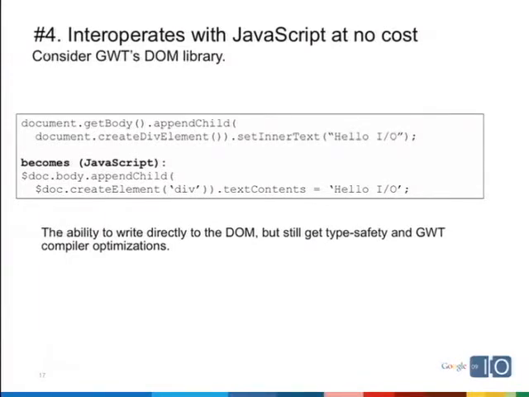So in GWT 1.5, we created a DOM library that allows you to basically write what you would write in JavaScript, except it's all type safe. And of course, given the fact that you have types and the GWT compiler can see all the types, you actually get all the optimizations that are generally available to all the rest of your Java code.